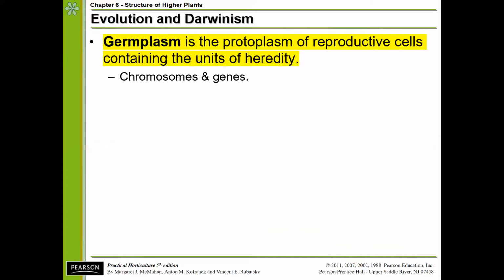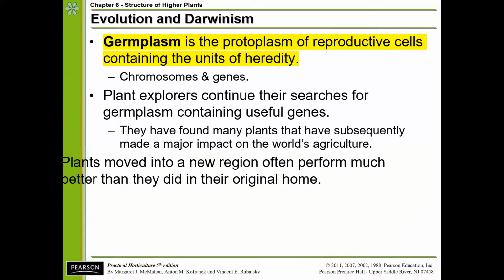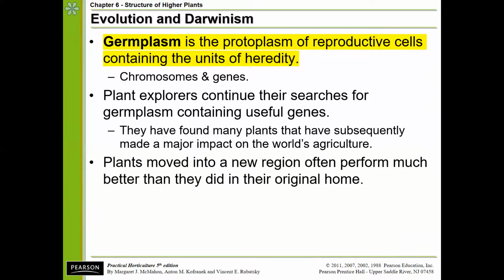Most people got this correct, but I still want to point out the importance of germplasm itself. Again, some people just put protoplasm down, and I'm going to count that. But really, germplasm is the protoplasm that contains reproductive cells, and that contains the genetics. Sometimes that can be in the cytoplasm, which some people did put down. I ended up counting that too.